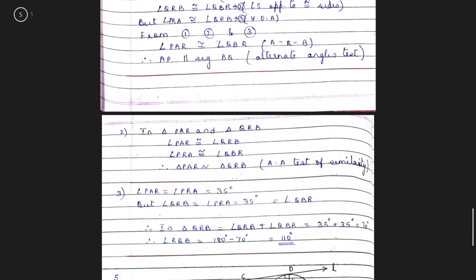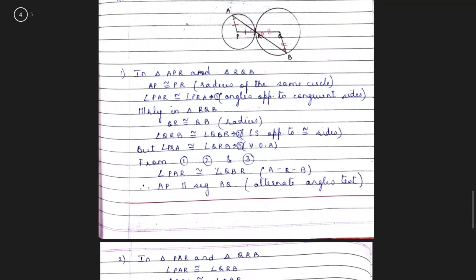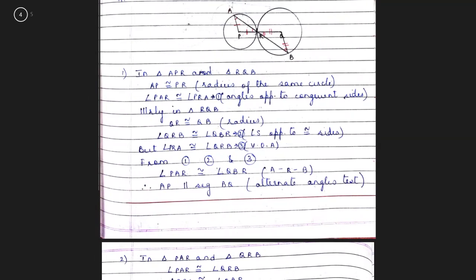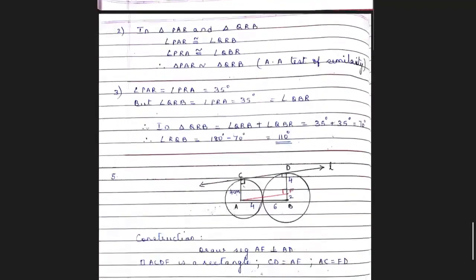Now what you must do is consider triangle QRB. If both these angles are 35 each, together they make 70 degrees. In triangle QRB, 180 is the sum of measures of all angles of a triangle. So 180 minus the sum of the other two angles, 180 minus 70, your answer for angle RQB, you get it as 110 degrees. Okay, so that's question number 3.